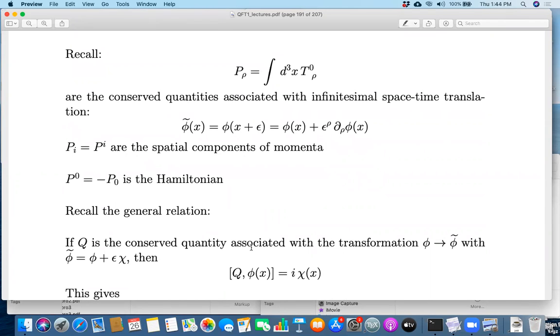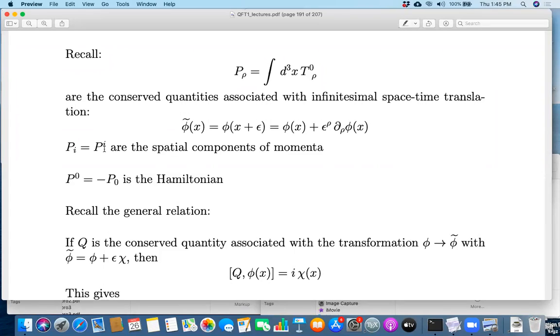Okay, so let's recall that we had defined the momentum operator as the integral of the energy-momentum tensor, and we had arrived at this expression for P_ρ as the conserved quantity associated with infinitesimal space-time translation. In particular, P_ρ is related to transforming φ to φ̃, where φ̃(x) is φ(x+ε), and ε is a 4-vector. You can expand this for infinitesimal transformation as φ(x) + ε^ρ ∂_ρ φ(x). And P_ρ is the conserved charge corresponding to this symmetry.